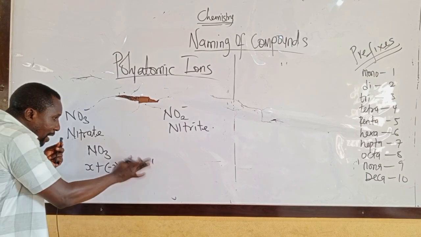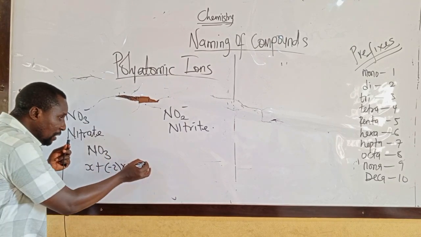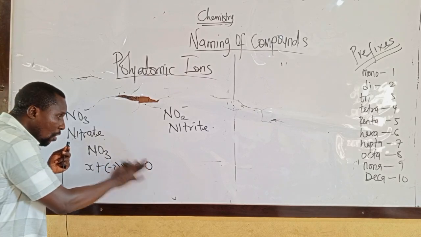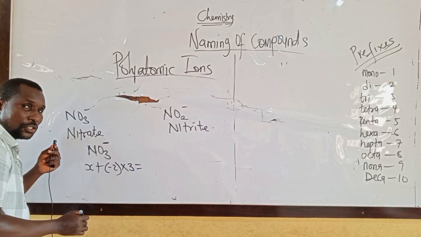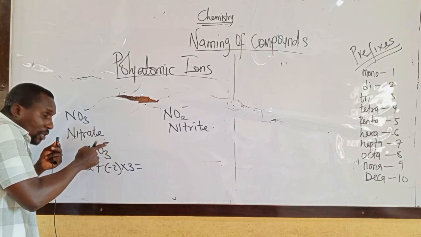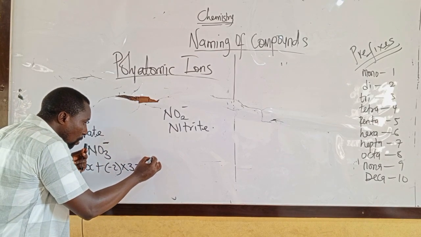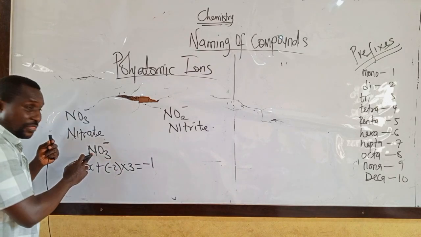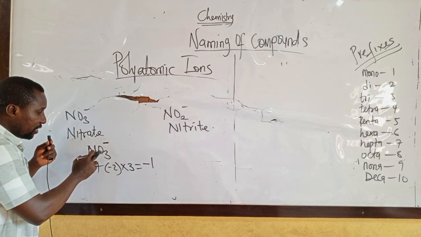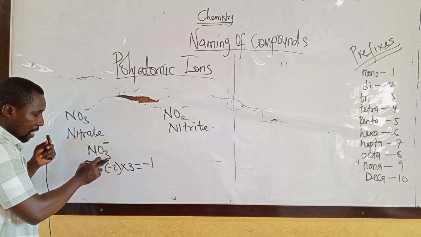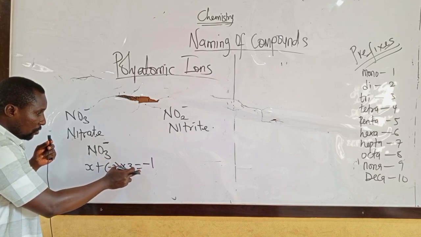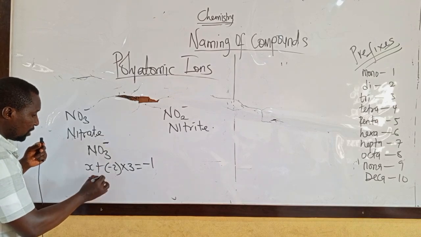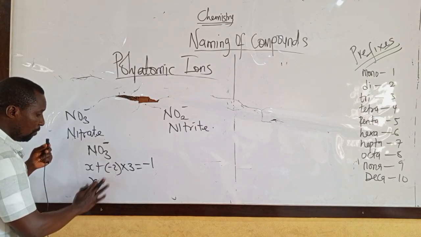Supposing it's a neutral compound, it will be equal to 0. But this one carries what? Charge. It will be equal to that charge, which is minus 1. Oxidation number of nitrogen is X, plus oxidation number of oxygen, minus 2, times how many oxygen? 3. Equal to charge, minus 1. Then from here, we have X plus 3 times minus 2 will give you minus 6.